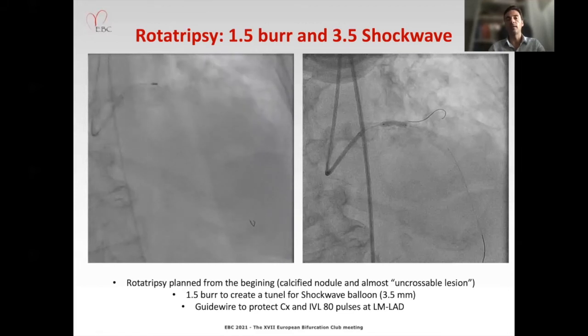We knew that rotational atherectomy wouldn't be enough to ablate this calcium nodule, but it was necessary to deliver the shockwave balloon. So after rotational atherectomy, we used a 3.5 shockwave balloon, and we applied 80 pulses at distal left main and proximal LAD. Before these pulses, before lithotripsy, we protected the side branch, the circumflex, with another wire. That, as you know, is one of the advantages of lithotripsy against rotational or orbital atherectomy.